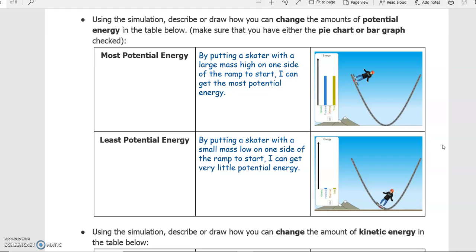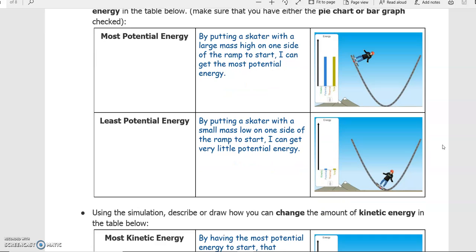So we can see from these two graphs that by putting a skater with a large mass high on one side of the ramp, we will be able to get the most potential energy. And this is because a greater height as well as a greater mass will both increase potential energy. Likewise, in order to get the least potential energy, we want to have a skater with a small mass start low on one side of the ramp, because again, a lower height and a smaller mass will give us less potential energy.